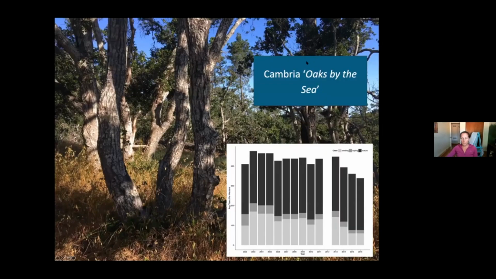So Cambria, we joke that it will potentially be called Oaks by the Sea. Cambria itself is currently called Cambria Pines by the Sea. The community leverages this beautiful endemic forest and species as part of its culture and part of the way it presents itself. But what we're seeing is this dominance of oak across the landscape.